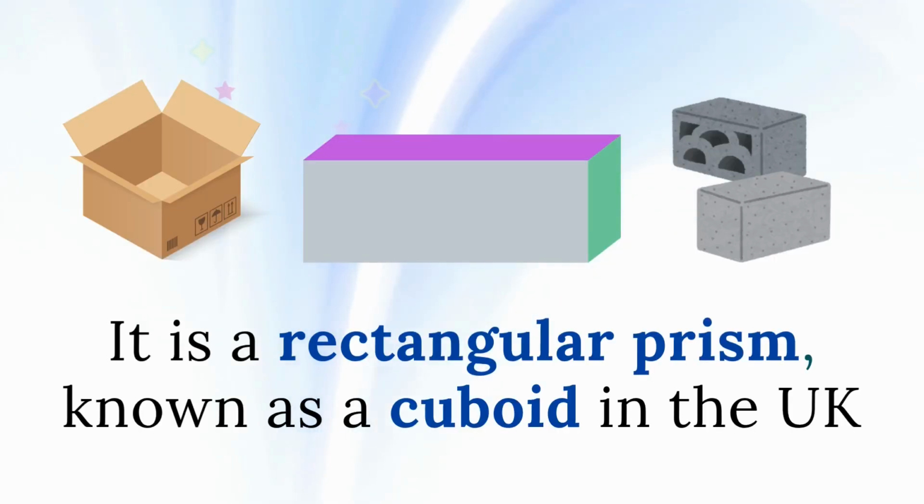It is a rectangular prism, known as a cuboid in the UK. Wonderful! A cuboid or rectangular prism has 6 faces, but not all are squares. It looks like a box or a brick.